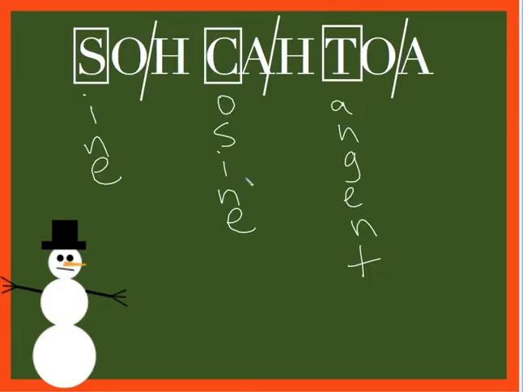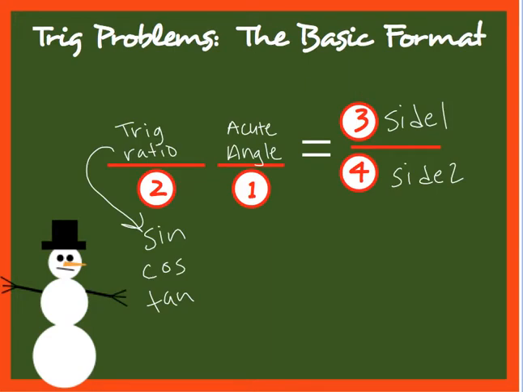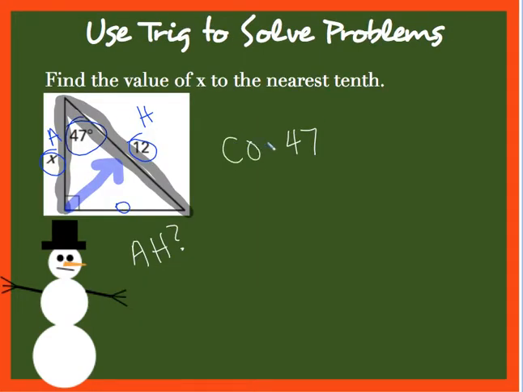A and H are cosine. So you go back here, you put cosine right here. Cosine of 47 is, then it's adjacent over hypotenuse. So you'd put x over 12.